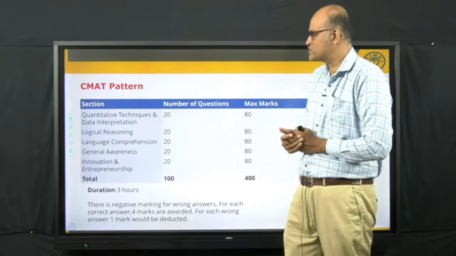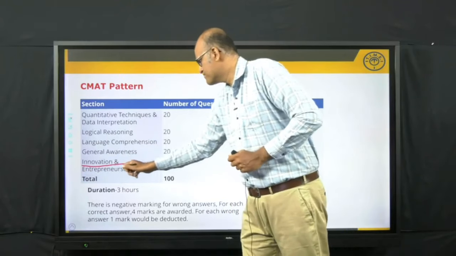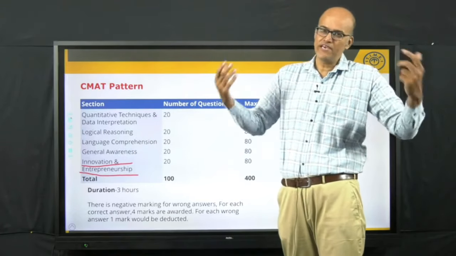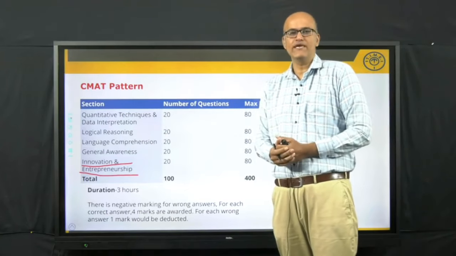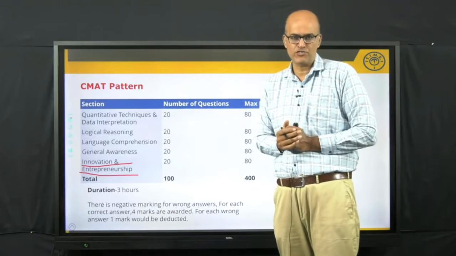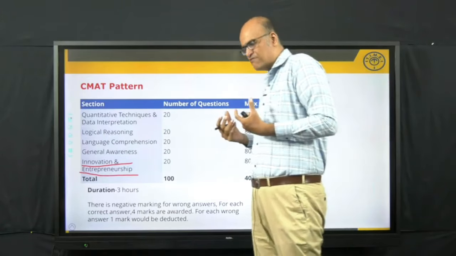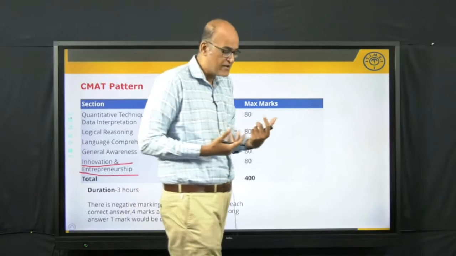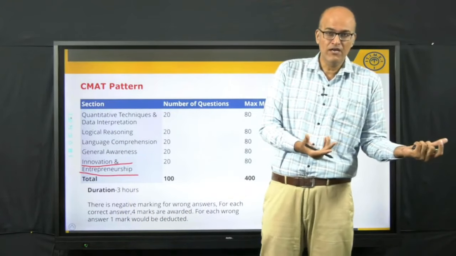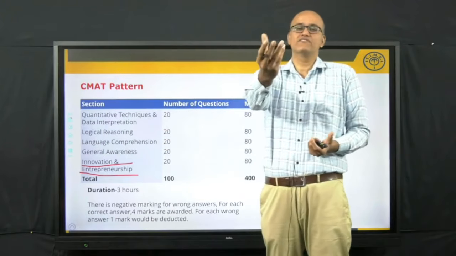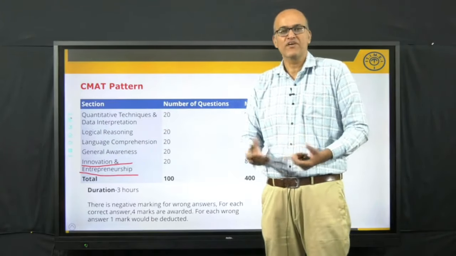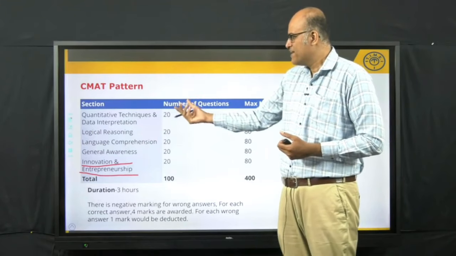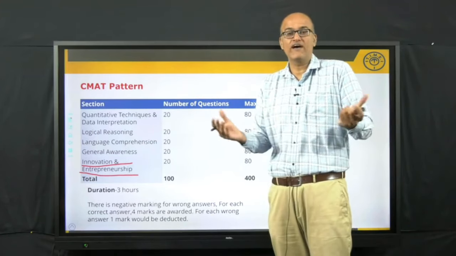But the most interesting section is innovation and entrepreneurship. This is unique as far as all the exams are concerned. CMAT is perhaps the only exam which focuses on innovation and entrepreneurship. Here, you will have 20 questions which will be related to the field of entrepreneurship. So here you may have questions related to current affairs, related to business world. They may also create questions which test your awareness about basic terminology associated with innovation and entrepreneurship. So that is how the entire exam has been designed. 20 questions in each of these sections, totally 100 questions.